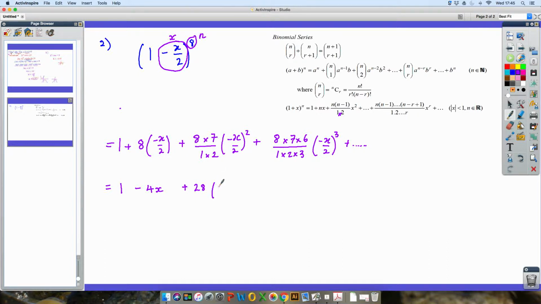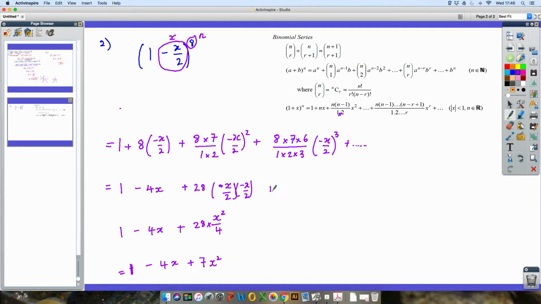This bit here, squared, is going to be minus times a minus. Negative times a negative makes that positive, so that becomes x squared over 4. So this whole term is 28 times the x squared bit over 4. 28 divided by 4 is 7. So this term becomes 7x squared. We've still got these other ones. Just put them down there, so we've still got them. So that's just a 1. Okay, 1 minus 4x plus 7x squared.